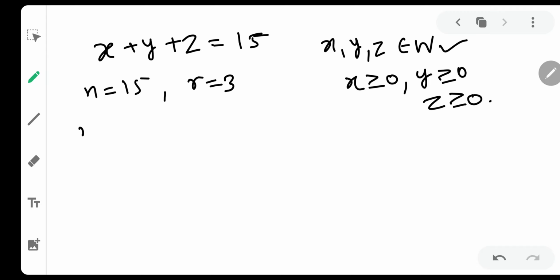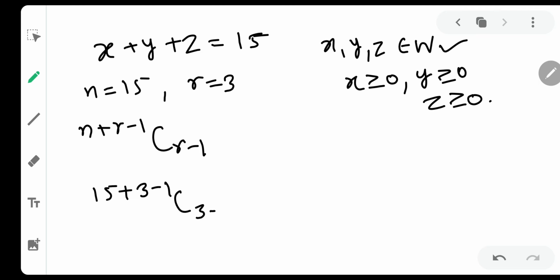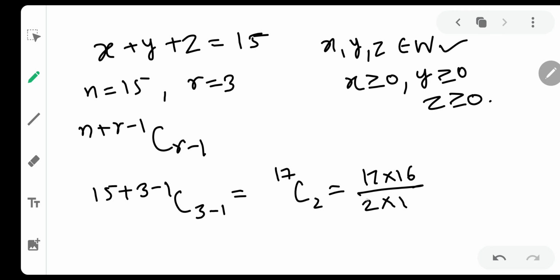So what will be the formula? n plus r minus 1 c r minus 1. So 15 plus 3 minus 1 c 3 minus 1. That will be 18 minus 1, 17 c 2, 17 into 16 upon 2 into 1 is our answer. Very simple. 2 8s are 16, so 17 8s. It will be 126, I guess. Let me check. 80 and 56, oh sorry, 136. So that can be done in 136 ways, right?